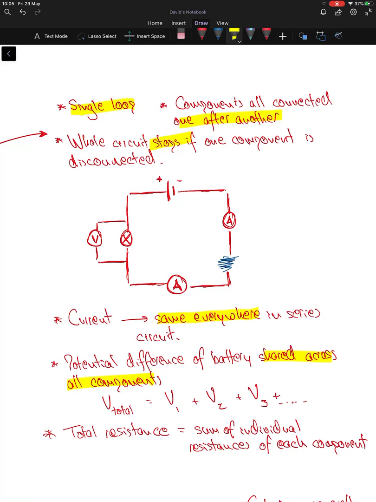You add those up to get the total voltage. And the same idea applies to resistances. So each component applies a certain amount of resistance to current, stops it flowing, makes it harder for it to flow. You add up those resistances to get the total resistance of the circuit. So that's just a little summary, just to recap from previous lessons, what we did on series circuits.